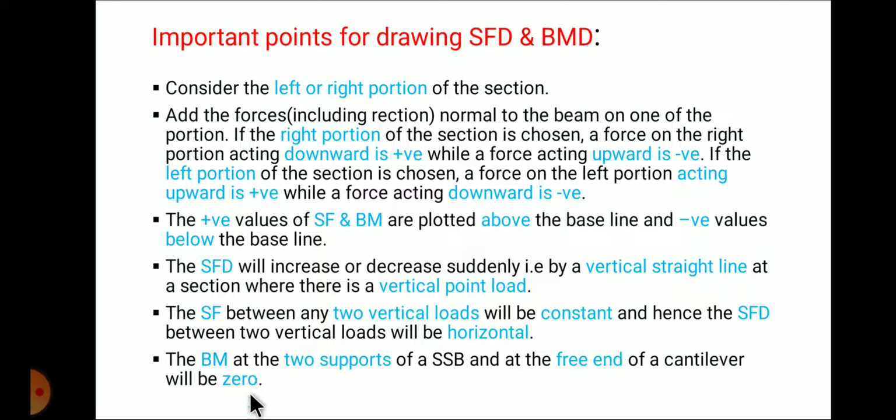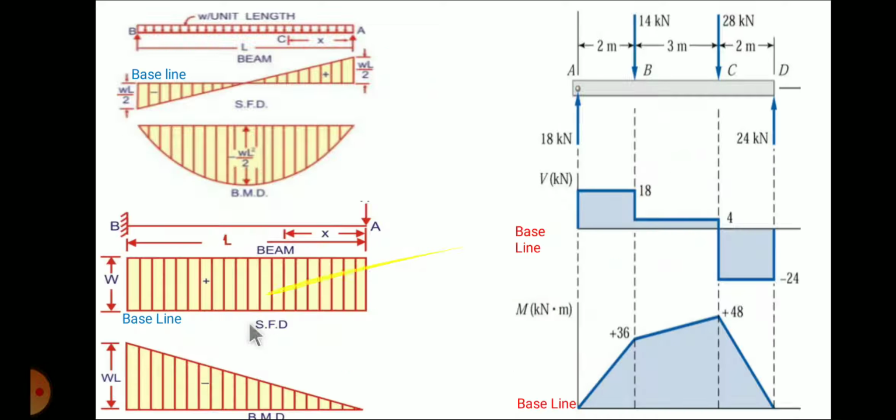And the last one: the bending moment at the two supports of a simply supported beam and at the free end of a cantilever will be zero. Always, the bending moment at two supports of a simply supported beam and the free end of a cantilever beam will be zero. I will show the sketch.